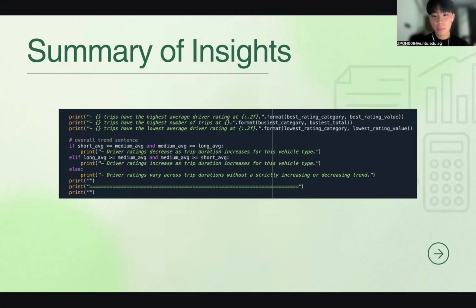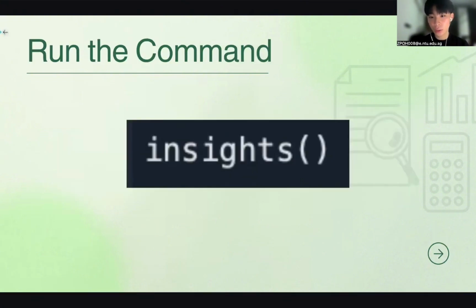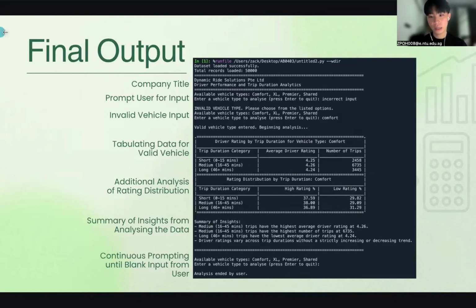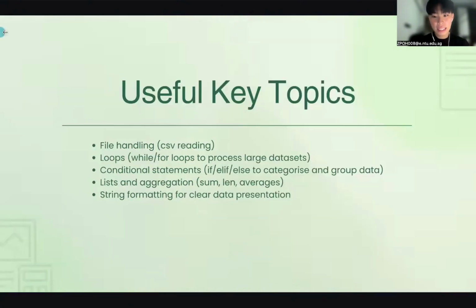Lastly, with the code set up, we'll then call the insights function to run the code. And with that, this will be the final output. The code prompts the user and provides relevant data only upon valid input. It will then continuously prompt the user for new vehicle inputs until a blank input is given. Overall, these are the key topics that came in useful when setting up this code.